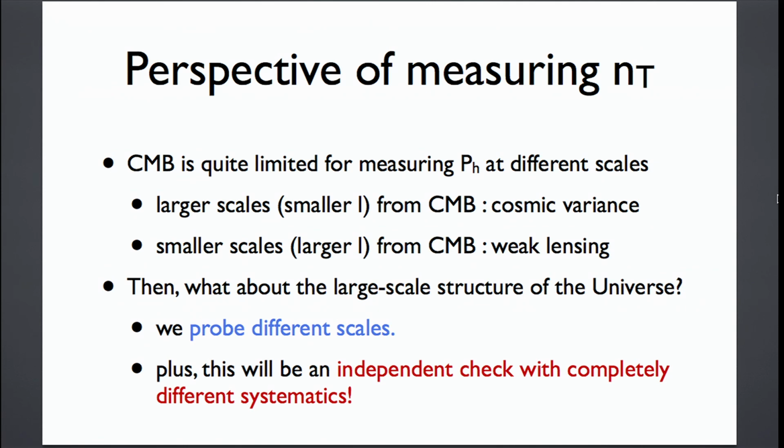So then here's what I can contribute. What about large scale structure? So large scale structure probes different scales, right? And also, the systematics that affect the large scale structure observables are completely different from systematics that affect CMB. So that's the motivation that I go out there and search for the possible signature of gravitational wave in large scale structure.